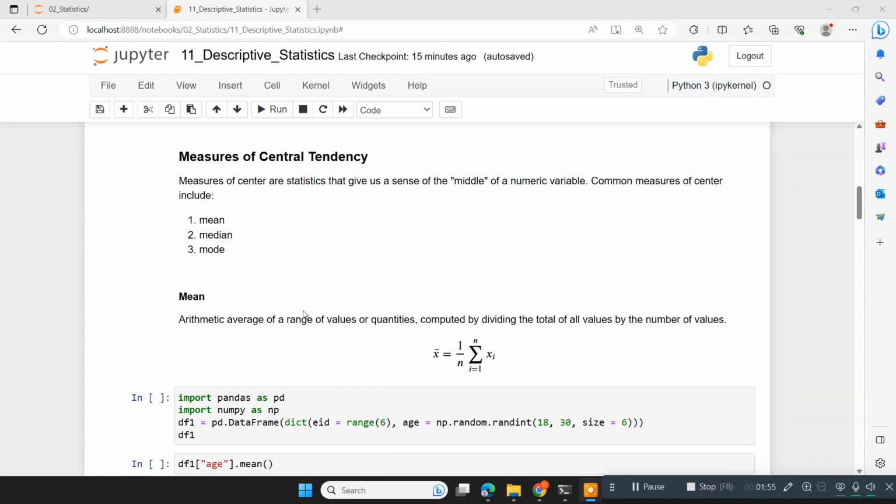Mean is a simple arithmetic average. When you have a data set or data values, you need to sum up all the values and then divide by the total number of values. This is the equation: X bar means mean, which equals sigma of all the values, the summation of all Xi, where i ranges from 1 to n. So all the values are summed up and then divided by n.